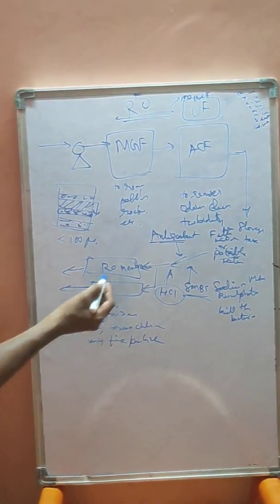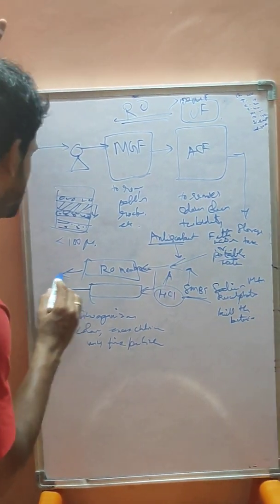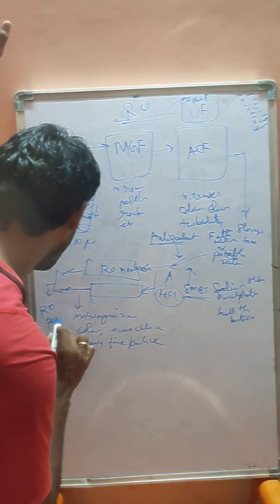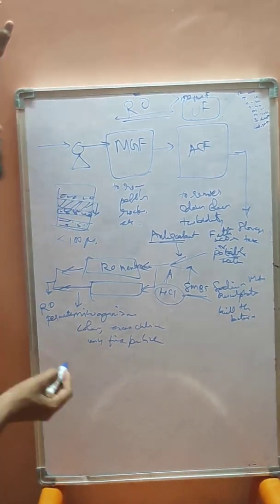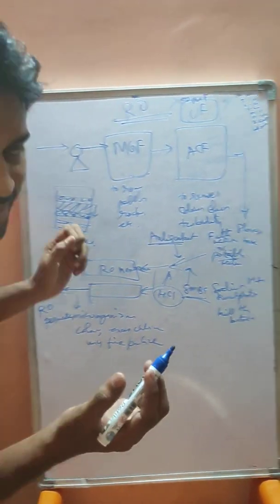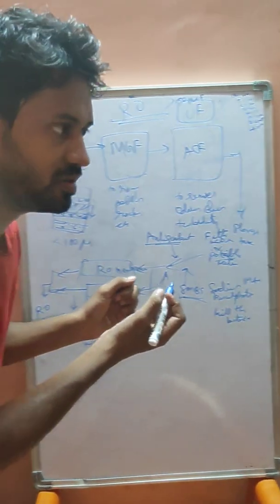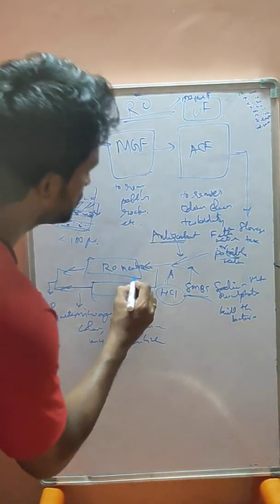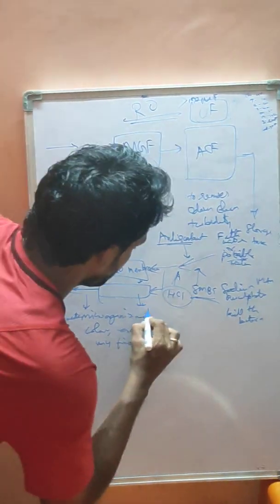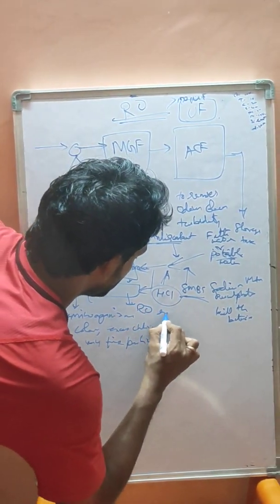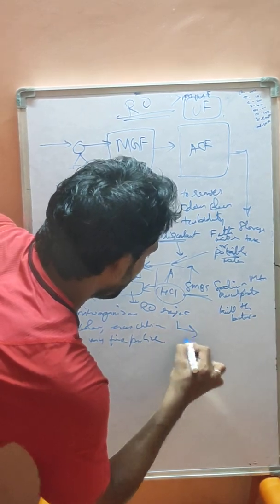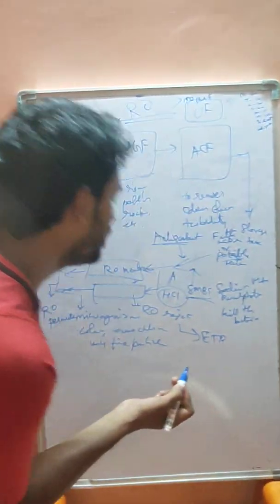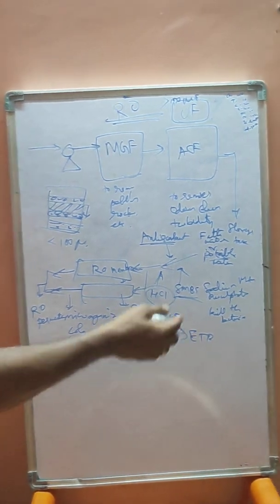So after passing through the membrane, we call this RO permeate. The highly concentrated water, with highly concentrated particles, that is coming out of the RO membrane is called RO reject, which will be sent to ETP. Okay, so that will be treated there.